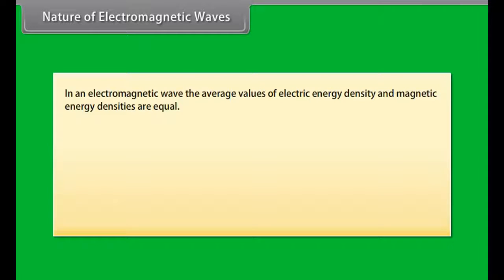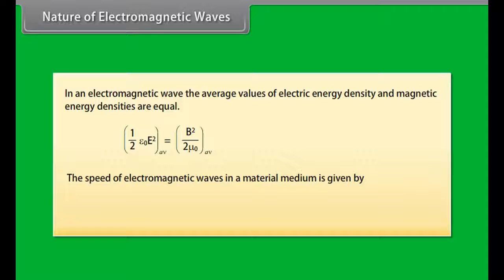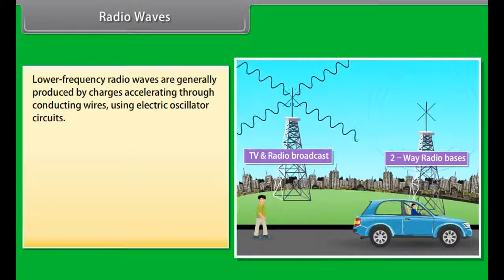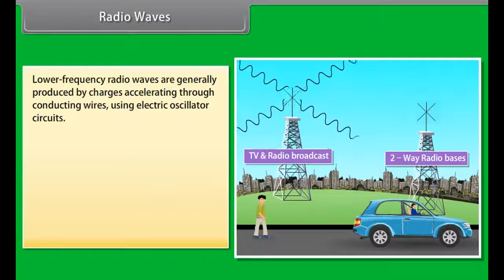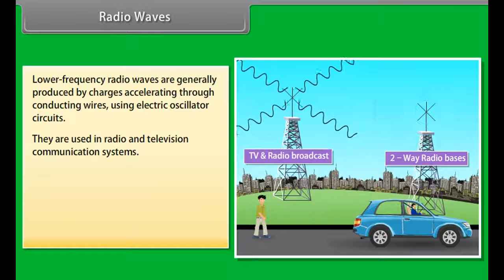The electric vector of an electromagnetic wave is responsible for optical effect and is also called the light vector. In an electromagnetic wave, the energy is propagated by means of electric and magnetic field vectors in the direction of propagation of the wave. The average values of electric energy density and magnetic energy density are equal.